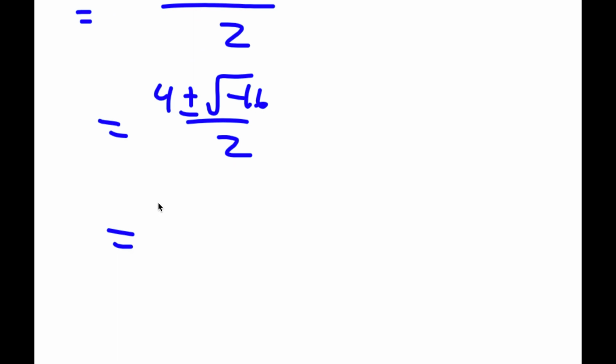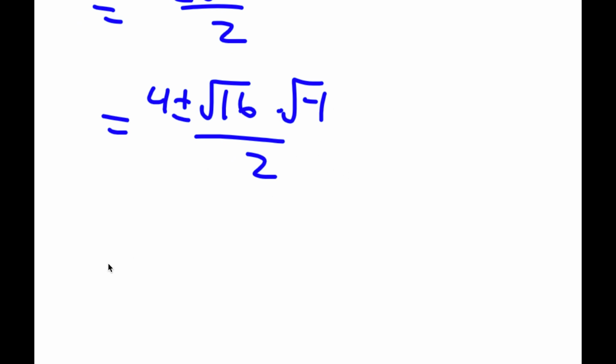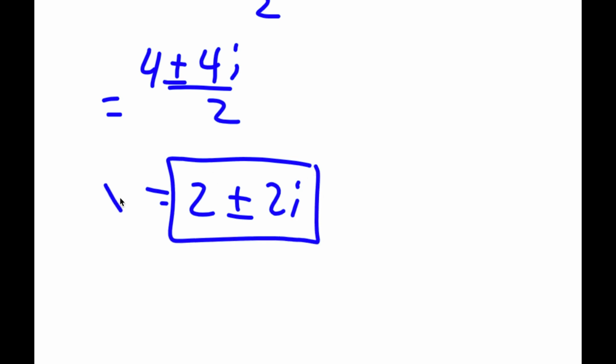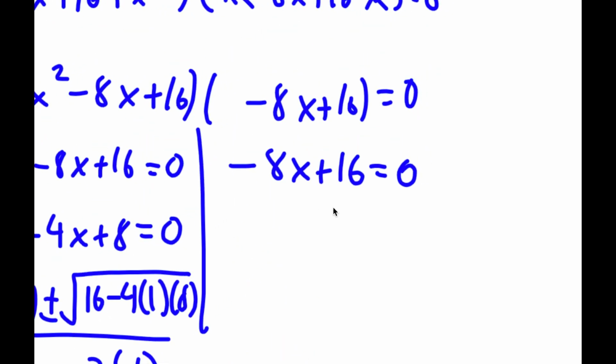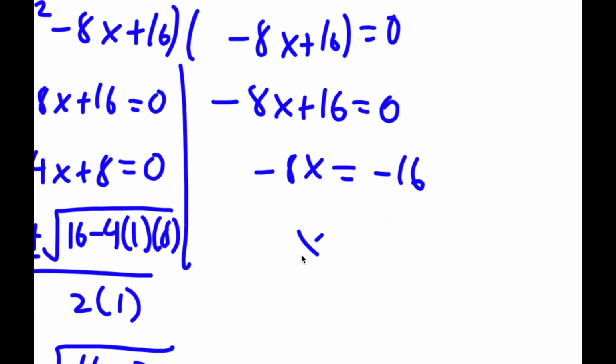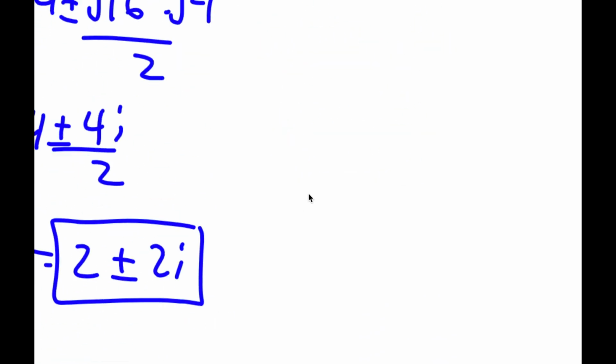And the square root of negative 16, that's the same thing as the square root of 16 times the square root of negative 1. And the square root of negative 1 is equal to the imaginary number i. So I have 4 plus or minus 4i over 2, which is equal to 2 plus or minus 2i. And for -8x + 16 = 0, I get -8x = -16, meaning x is equal to 2. So these are my three solutions to this problem.